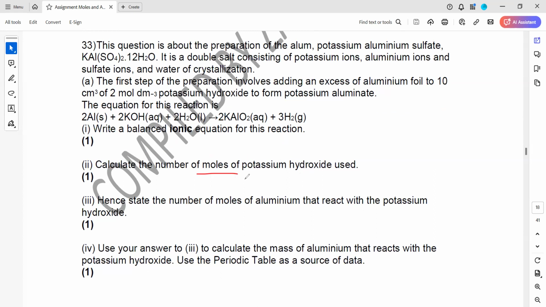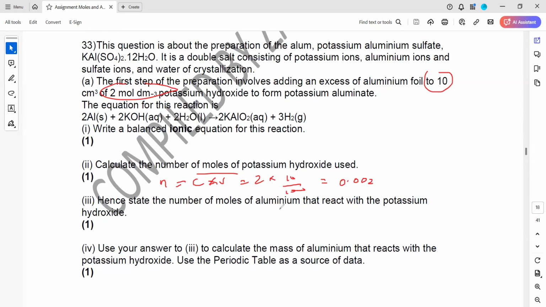Calculate the number of moles of potassium hydroxide. So we have the concentration and the volume. Moles equal concentration times volume. Concentration is 2 and the volume is 10 divided by 1000. This will give us the moles, which is 0.02 moles.